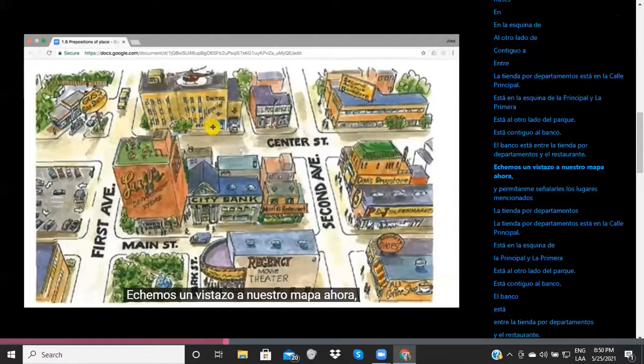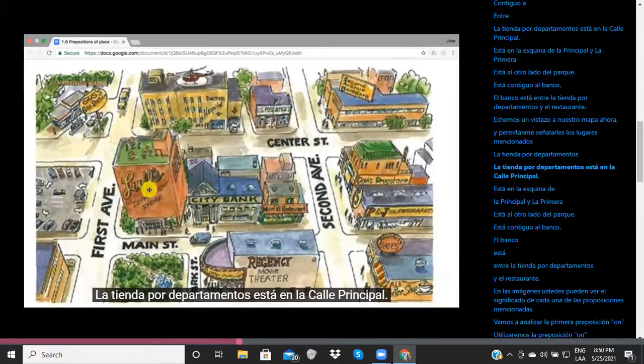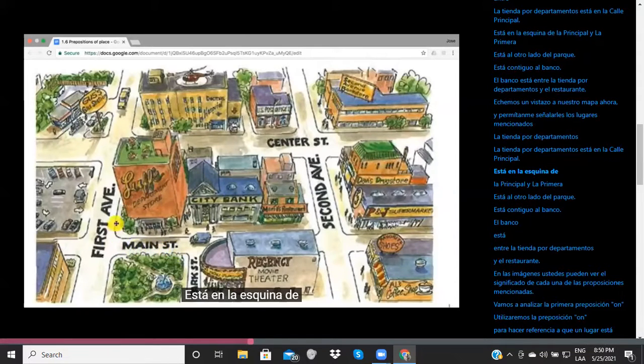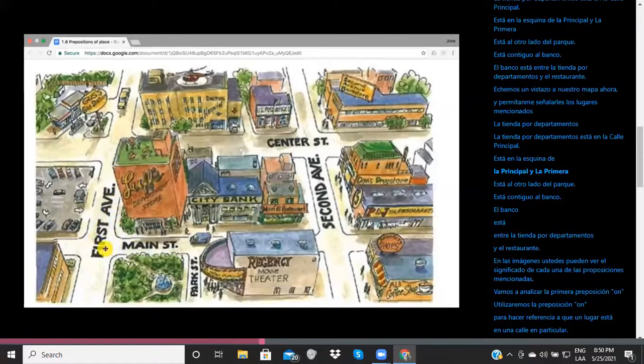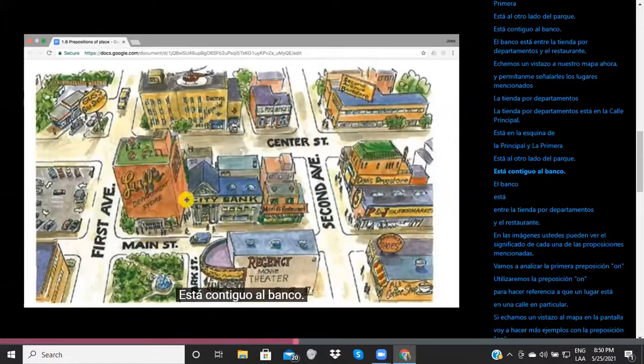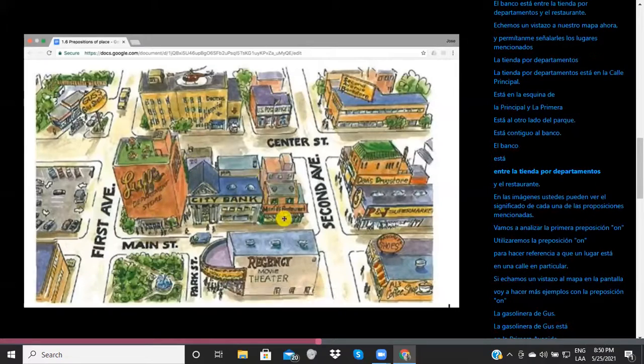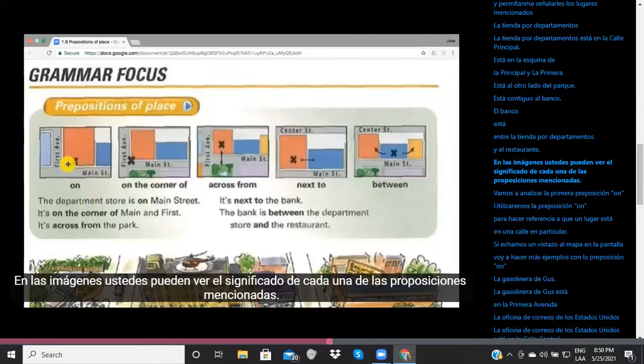Let's take a look at our map now, and let me point out the locations mentioned. The department store is on Main Street. It's on the corner of Main and First. It's across from the park. It's next to the bank. The bank is between the department store and the restaurant. On the images, you can see the meaning of each preposition.